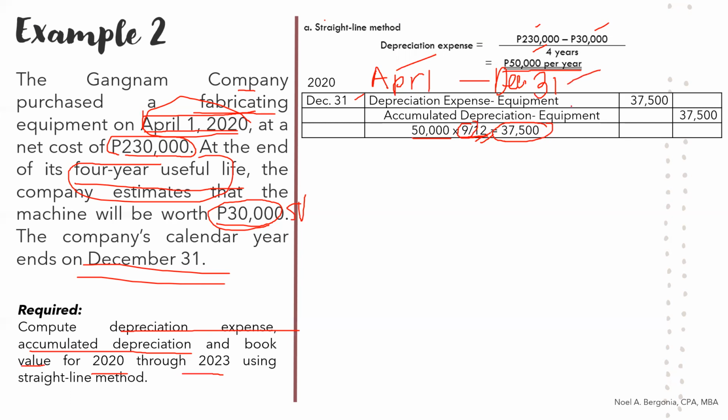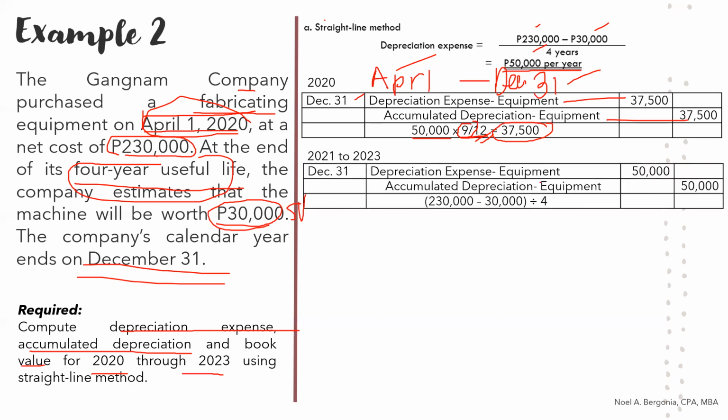So ang entry natin is debit depreciation expense equipment 37,500 and credit accumulated depreciation equipment 37,500. Okay, so mangyayari lang yan ha if it is less than 1 year. Okay? Sa susunod na taon, okay, 2021, 22, and 23, ano na siya, 'di ba? Pang isang taon rin siya, hindi naman natin ika-count na April siya binili. So in 2021, 22, and 23, you will have the same entry every December 31.